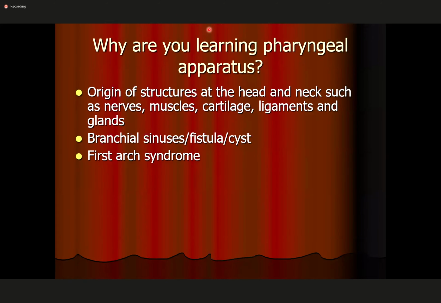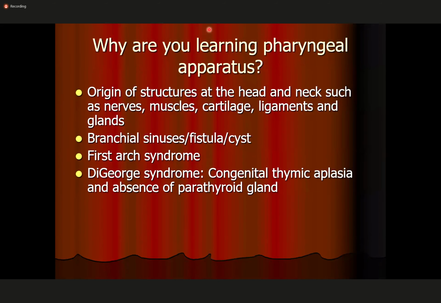The first arch syndrome, what do you mean by first arch, second arch, third arch, like that? The syndrome is always a symptom complex, so it will affect many things. So I'm coming to that. It's not very uncommon. A child is born with first arch syndrome, so you have to know. So at the end of the resource session, you will understand that. What do you mean by first arch, second arch, like that?